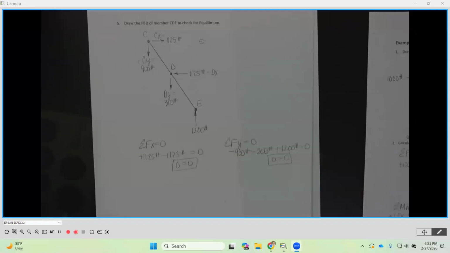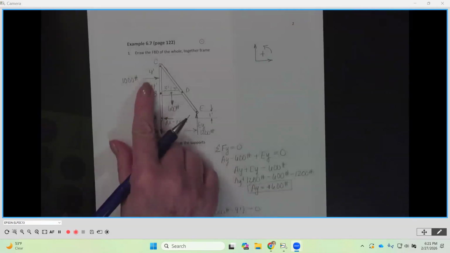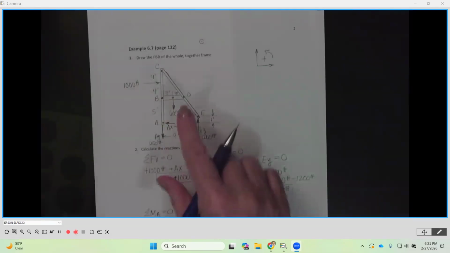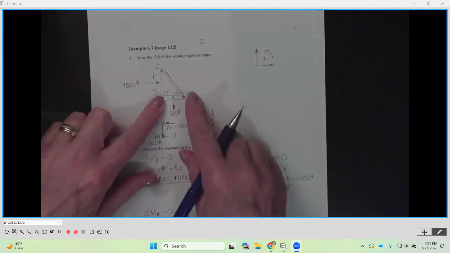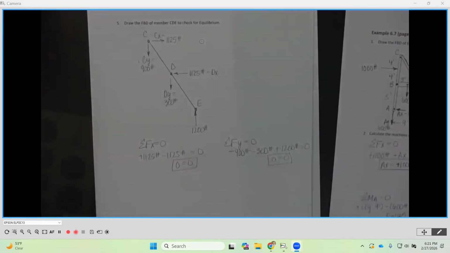Okay. So questions? Frame members are similar. There are some similarities to trusses, but the main difference is that frames can have forces that are mid-span, whereas with trusses, you could only apply forces at the joints. So if there aren't any questions on this example, I'm going to stop my recording here, and then we'll start the next example in a bit.